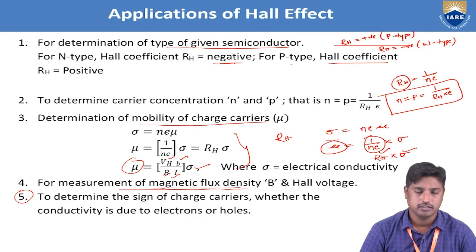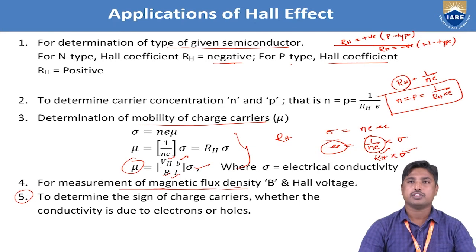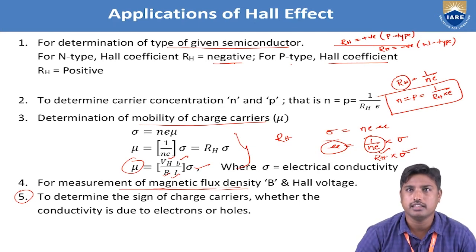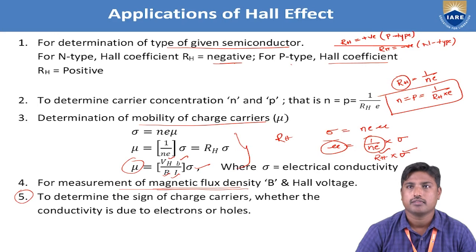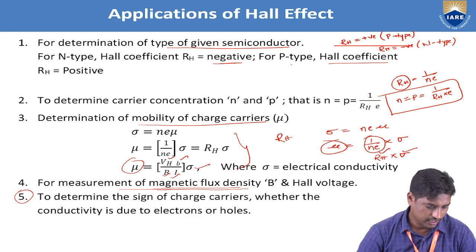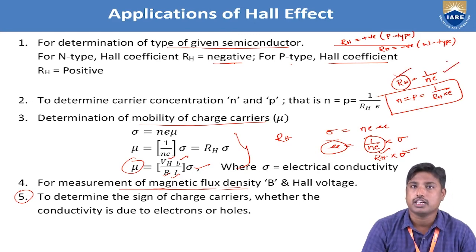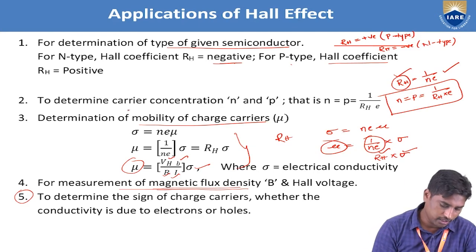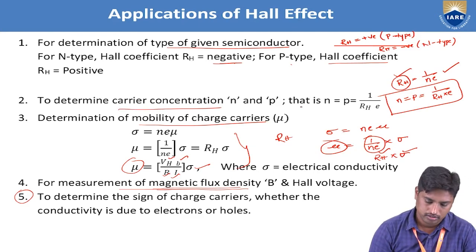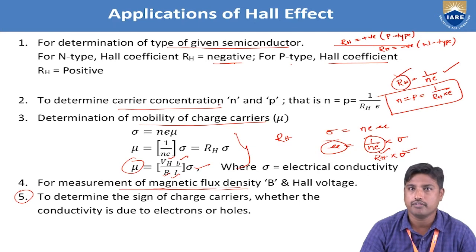See the applications. Five applications are there here. First one is determining the type of semiconductor. By getting the Hall coefficient negative, we can say the type of material is N-type material. By getting the Hall coefficient positive, we can say the type of material is P-type material. Second one is when we know the Hall coefficient, using this relation, we can find the number of charge carriers. So to determine the carrier concentration, we are using Hall effect.